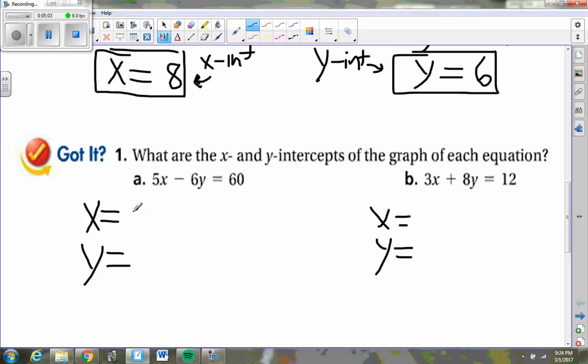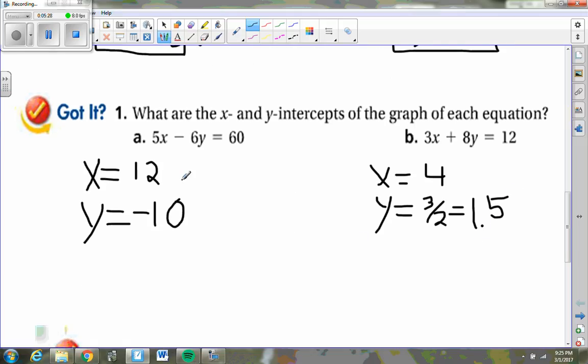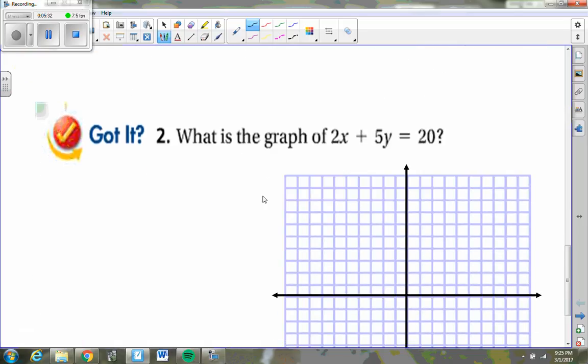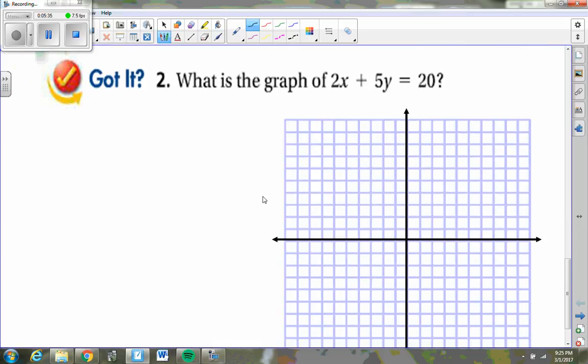In letter A, your x should end up being 12, which is 60 divided by 5. Your y should be negative 10. And in part B, x should be 4, and y should be 12 divided by 8, which is 3 over 2, or 1.5. So hopefully finding the intercepts is pretty easy for you. That leads us right into graphing these.